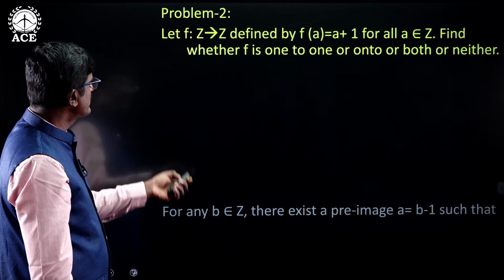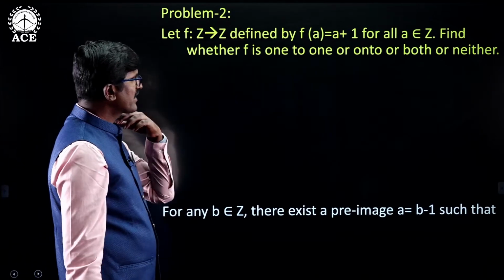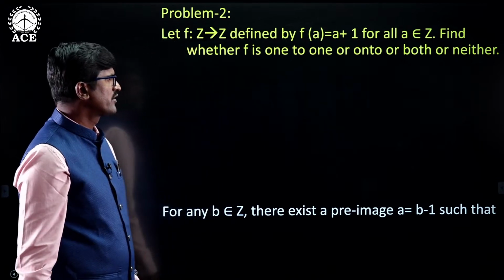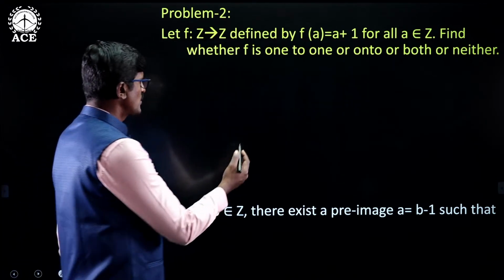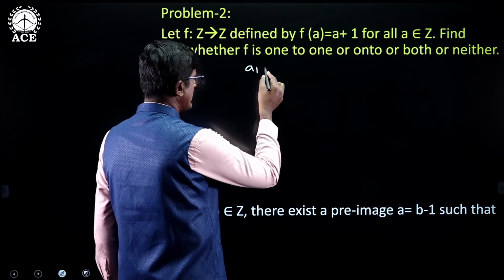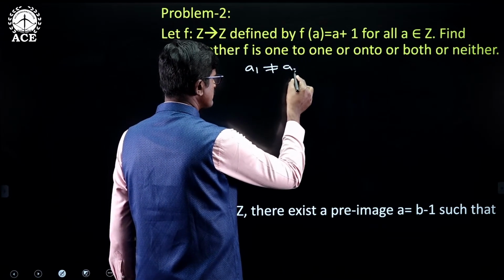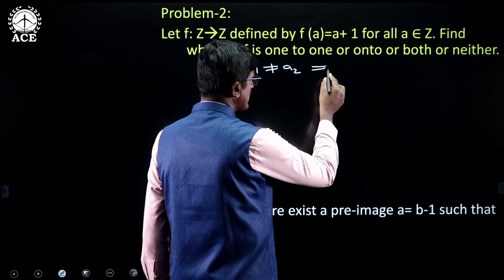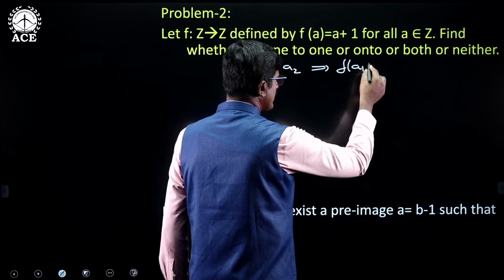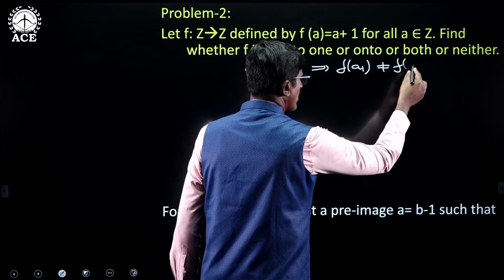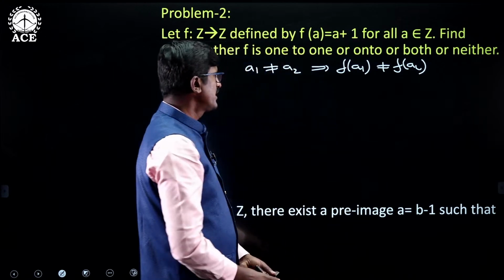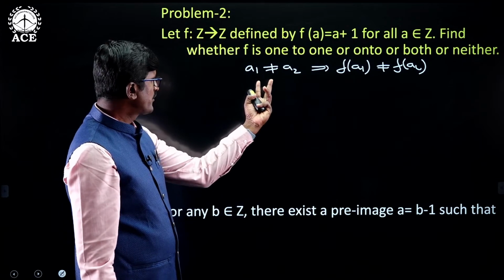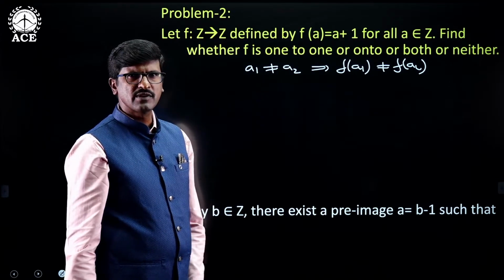Now look at this. They have given some function. For all A belongs to Z, find whether F is one-to-one or not. So take two different elements. A1 and A2 are two different elements. A1 is not equal to A2. Now what you have to prove? You have to prove that F of A1 is not equal to F of A2. What is F of A1? The image of A1. F of A2 is the image of A2. If you take two different elements, then their images must be different.